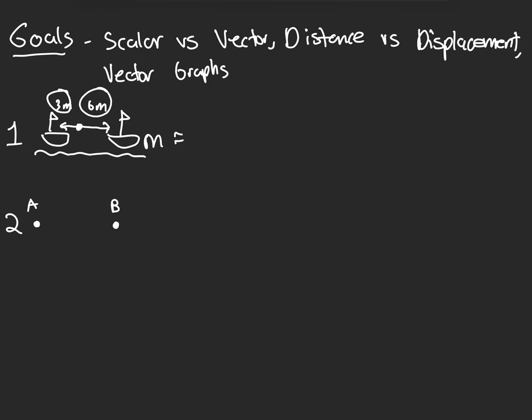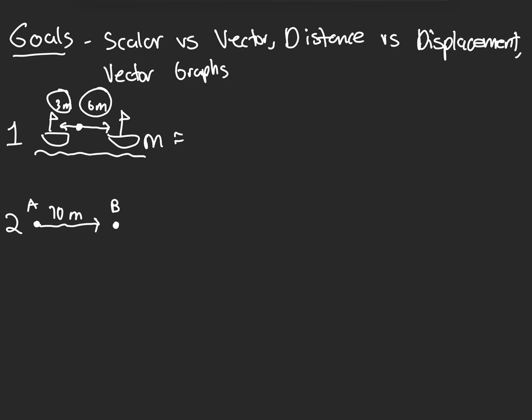And then for question number 2, I want you to find how you would get from point A to point B. Okay, so let's just say the distance is 10 meters. If I was trying to get from point A to point B, you have to be specific. How would you describe that? You wouldn't just say you walk 10 meters, right? You have to be specific. Do you walk 10 meters forward? Do you walk 10 meters backwards? Be specific.